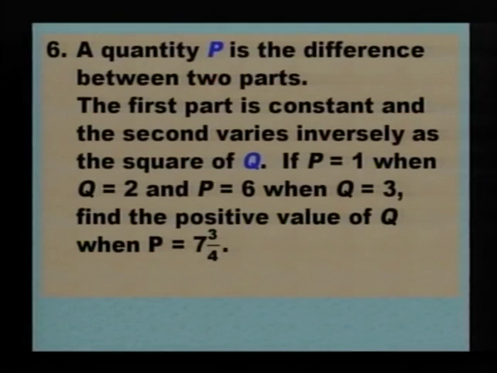A quantity P is the difference between two parts. The first part is constant and the second varies inversely as the square of Q. If P is 1 when Q is 2 and P is 6 when Q is 3, we have to find the positive value of Q when P is 7 and 3/4.